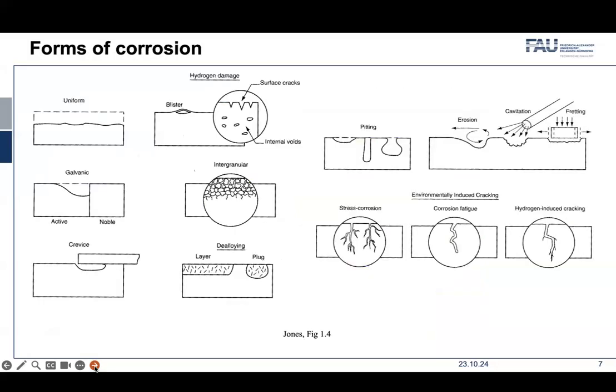Now, moving on to forms of corrosion. When these electron sources and sinks are randomly moving, the net result is you are losing material, the thickness is reducing uniformly, and that leads to uniform corrosion.